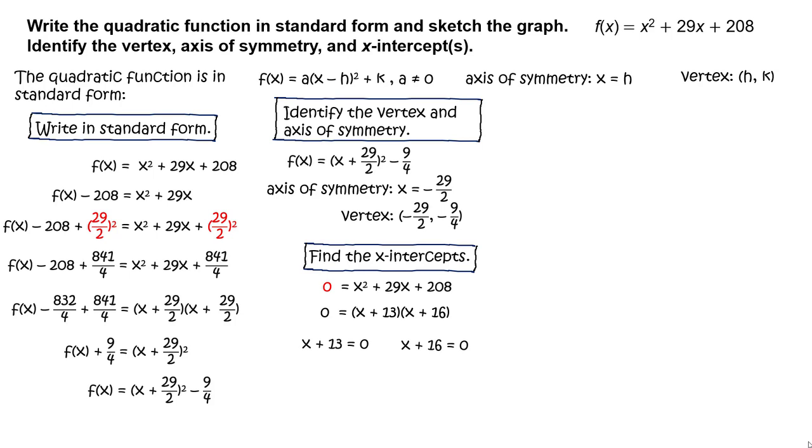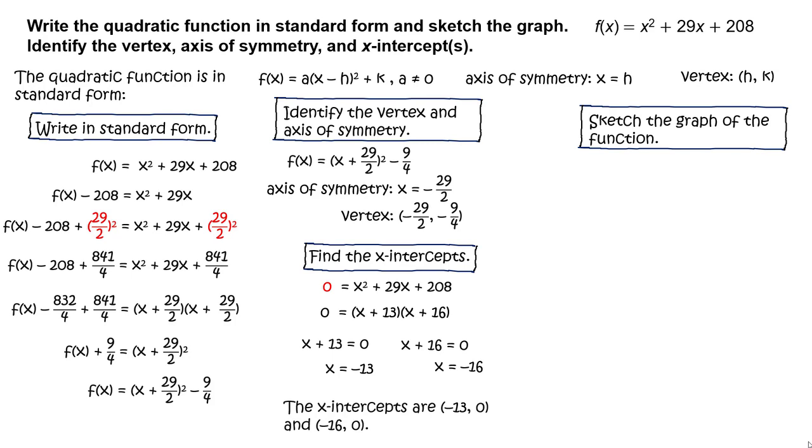Set each factor equal to 0 and solve for x. To solve the equation x plus 13 equals 0 for x, subtract 13 from each side of the equation. Simplify to get x equals negative 13. To solve the equation x plus 16 equals 0 for x, subtract 16 from each side of the equation. Simplify to get x equals negative 16. So the x-intercepts are (negative 13, 0) and (negative 16, 0).